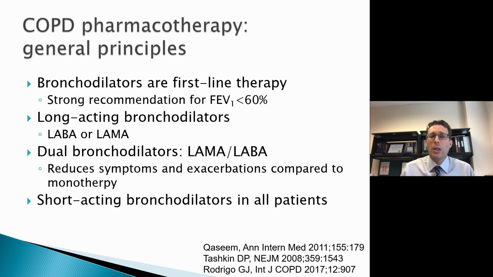Most patients are started on long-acting bronchodilators, which could either be long-acting beta agonists, or LABAs, or long-acting antimuscarinics, or LAMAs. There are also dual bronchodilators that include both LAMA and LABA, which may reduce symptoms compared to monotherapy. But in general, patients are started on a single long-acting agent first. In addition to long-acting bronchodilators, all patients should be prescribed short-acting bronchodilators to have for increasing symptoms or prior to exercise.